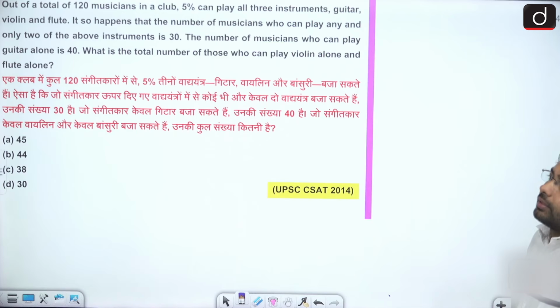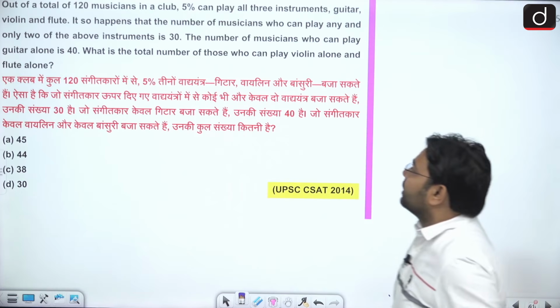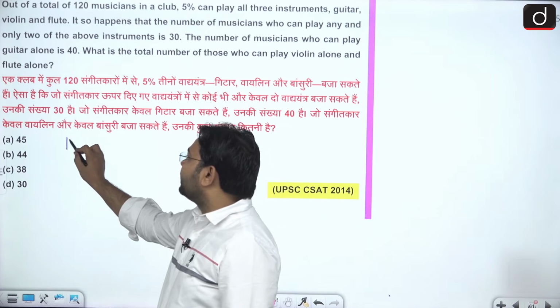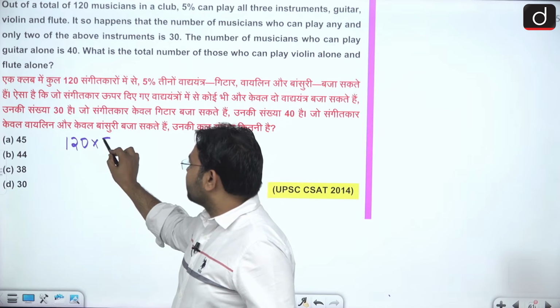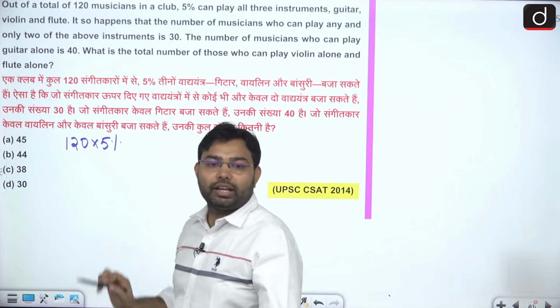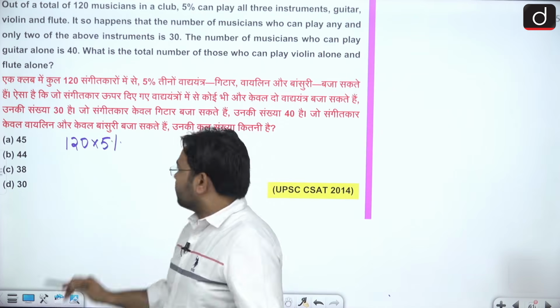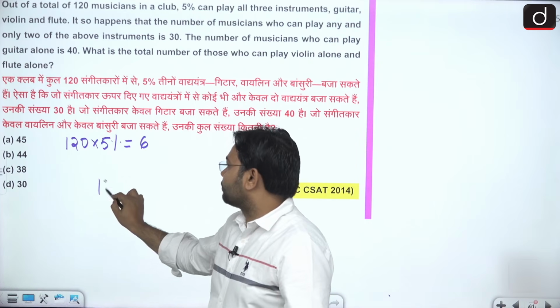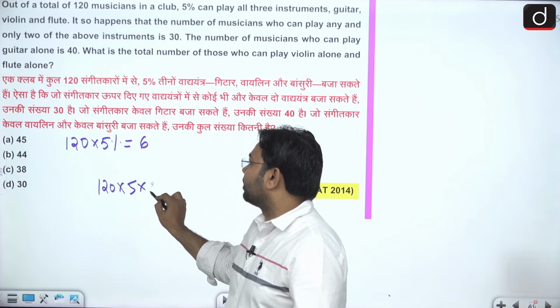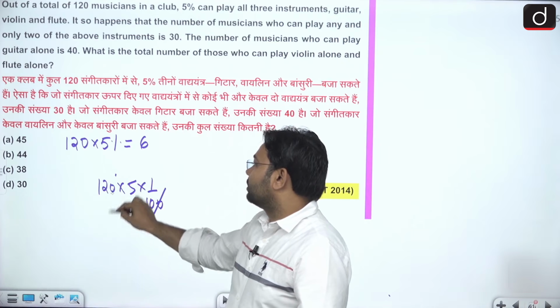Read the first line first. Only 5% can play all three. So total 120 musicians and 5% musicians can play all the instruments. So you can say there are 6, because 120 into 5 into 1 by 100.